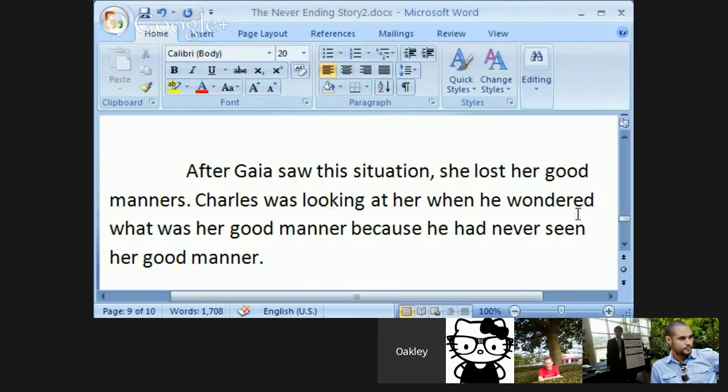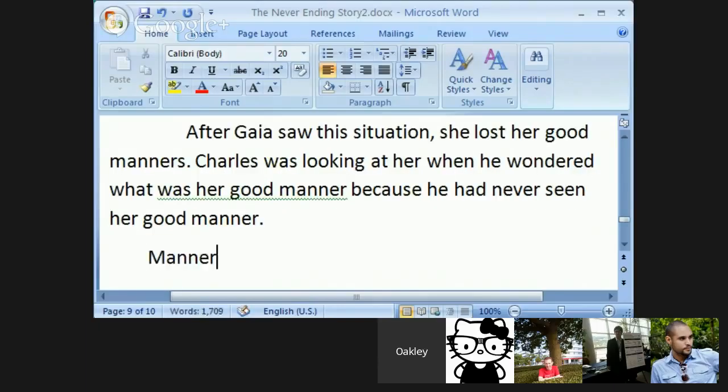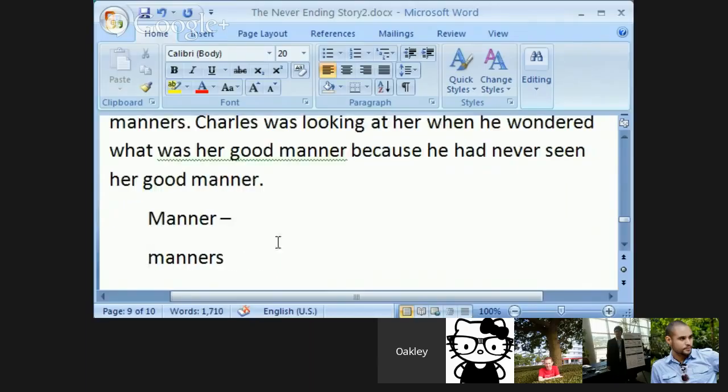Okay, "Charles was looking at her when he wondered what was her good manner." Now, I have to be completely honest with you guys, even I get confused with manner and manners, because they're two different things. I have to clarify what we mean here. Manner is a way to do something, how you do something. For example, he looked at her in a strange manner, or her manner of doing something was different from everyone else.